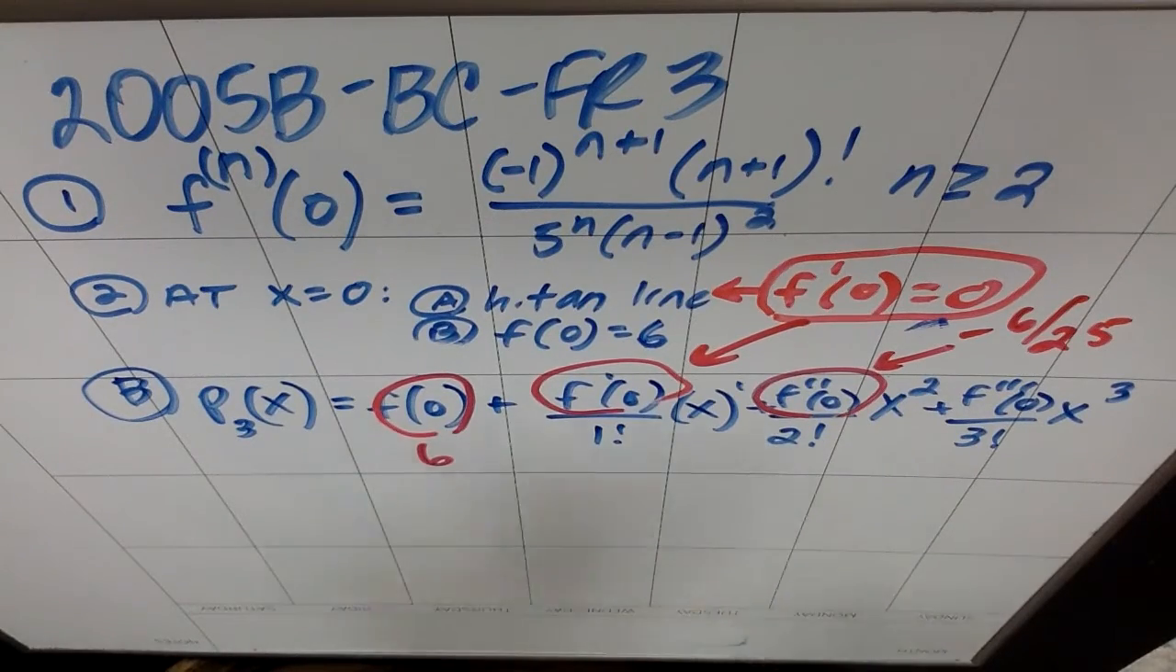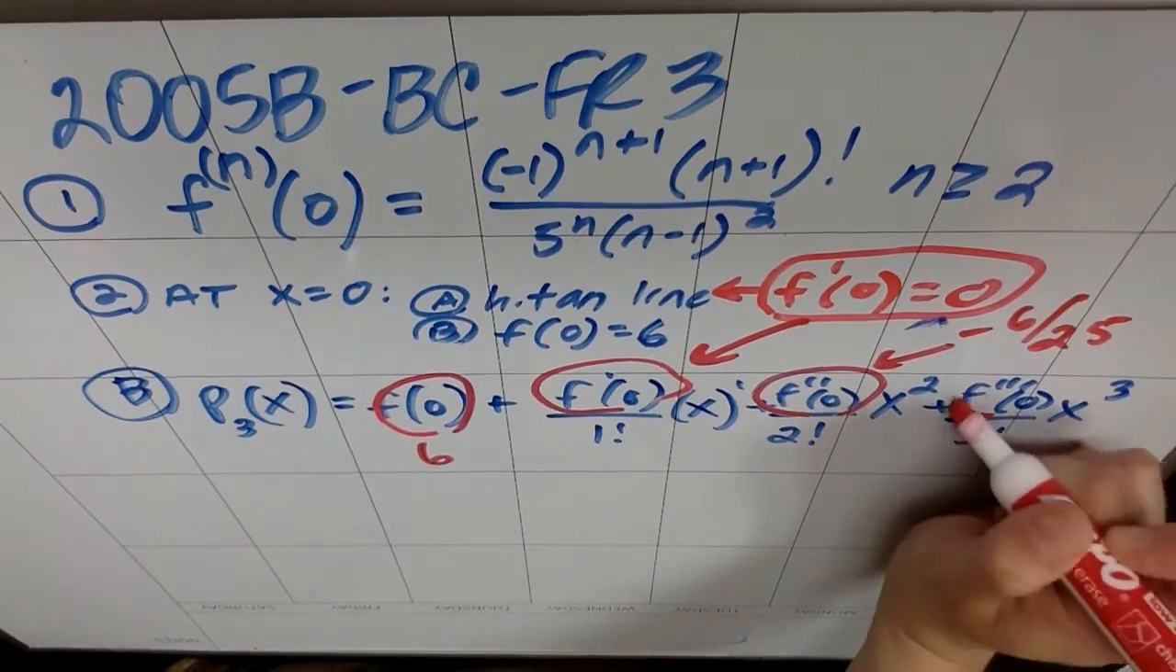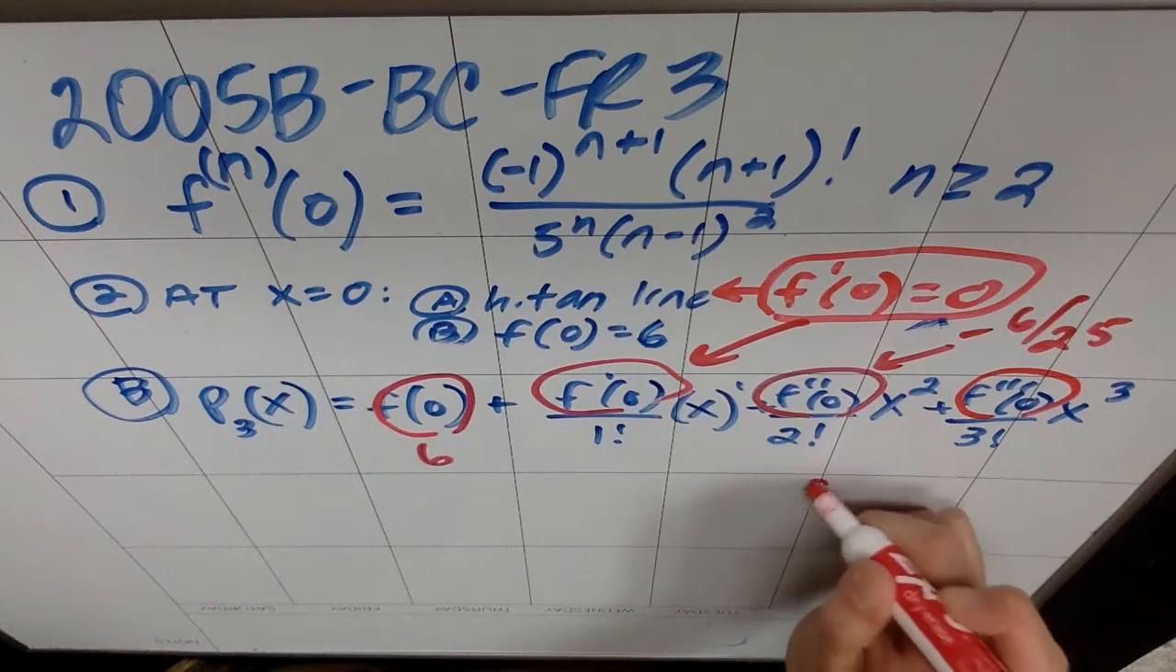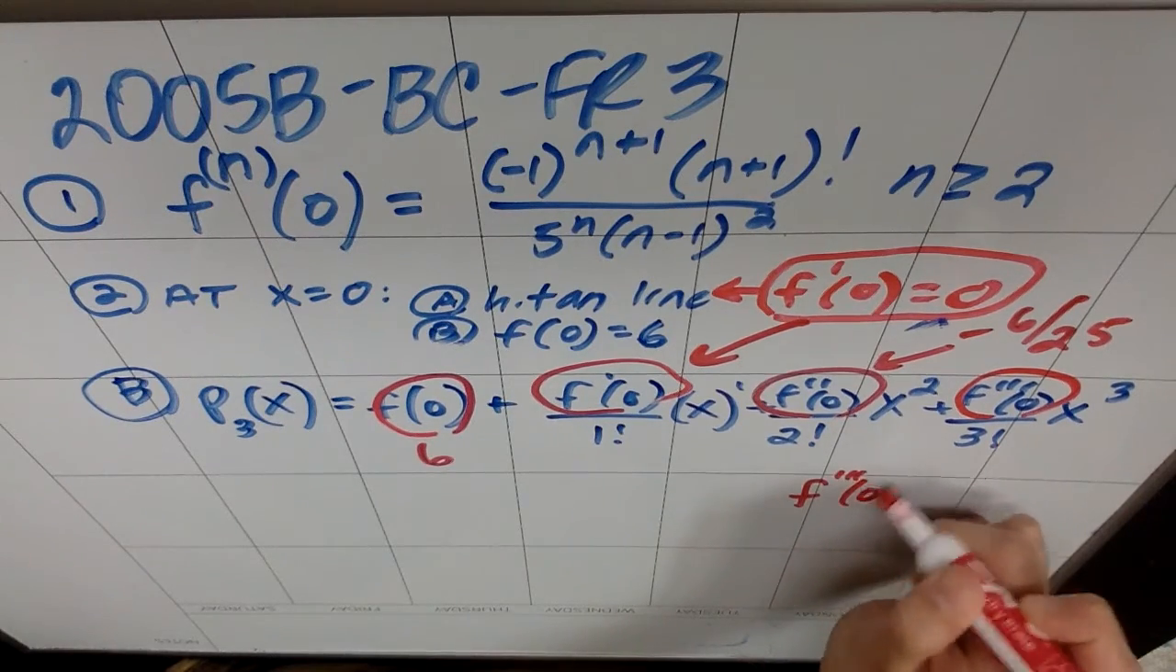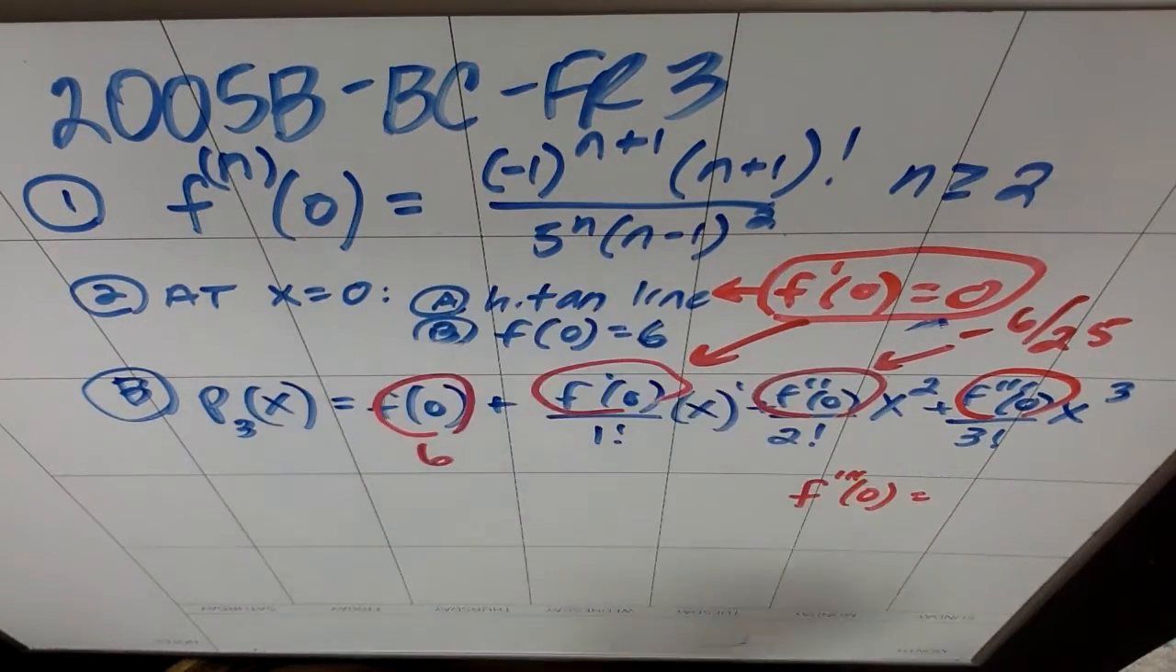If you didn't remember that from part A, that's okay. You could do the work again. And this one I'm going to have to find. So I really need to find f triple prime of 0, and I'm going to find that by using this formula for n is 3.